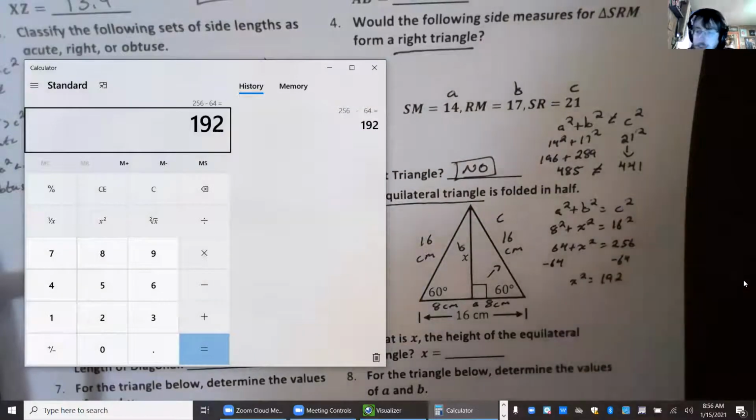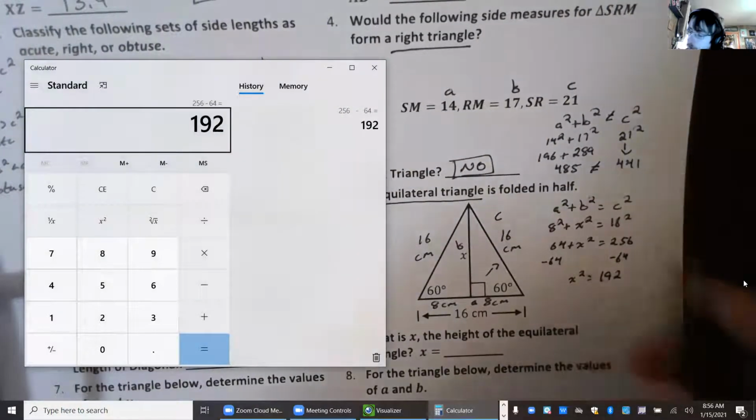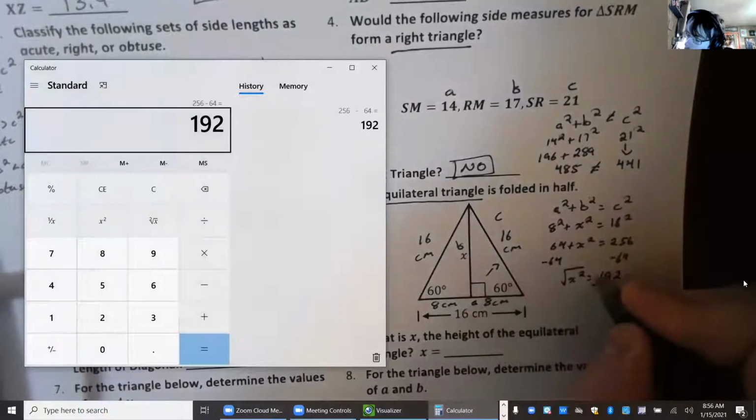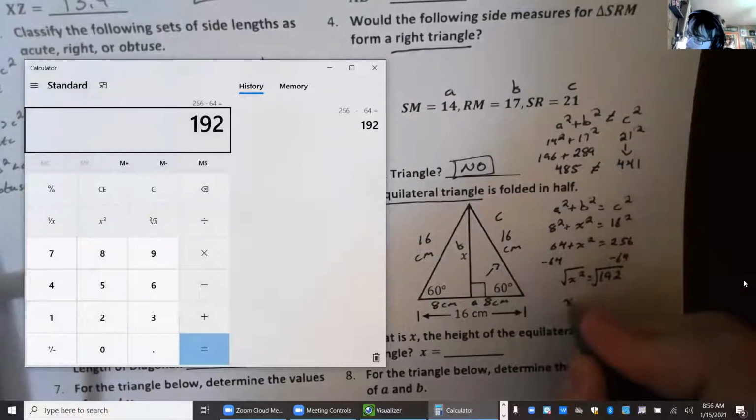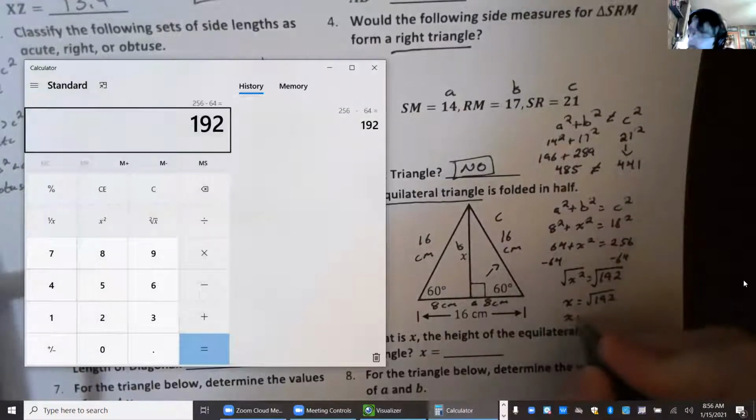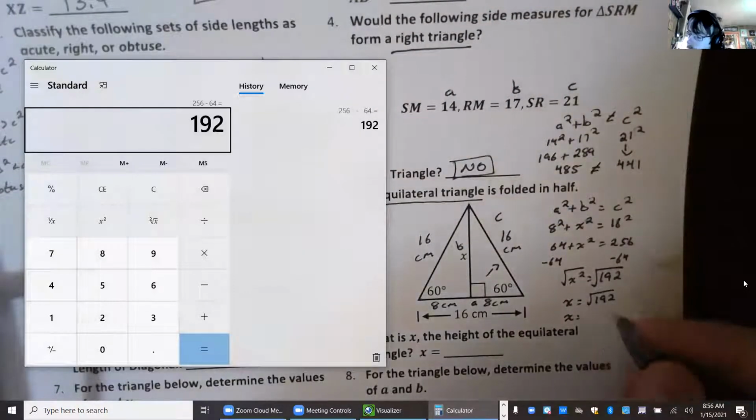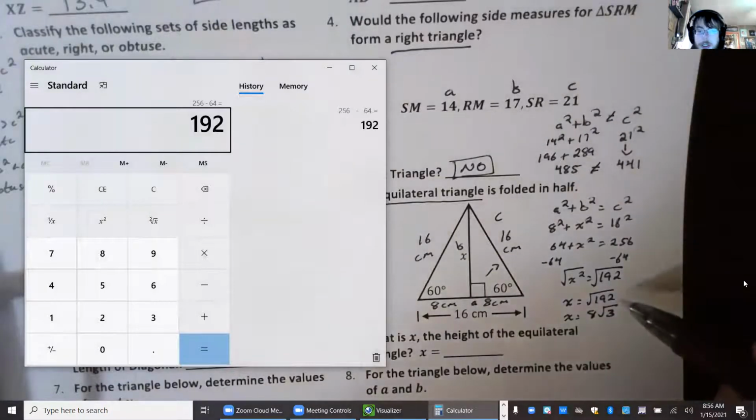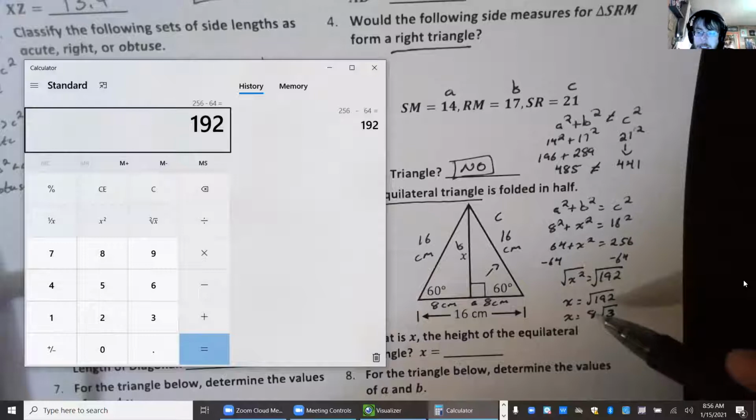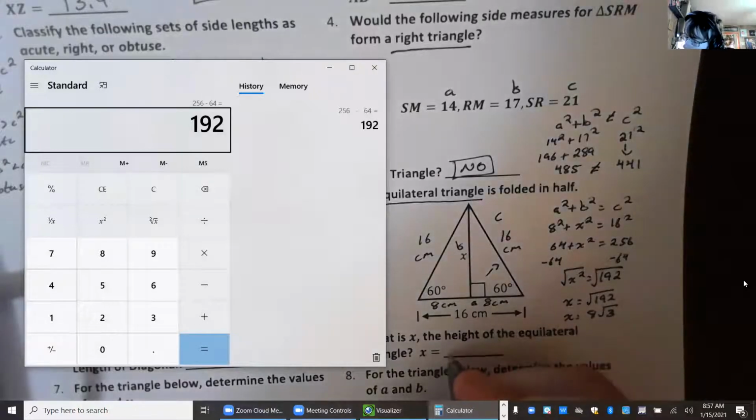192. We have an x squared here, so we have to square root both sides, and we get that x is equal to the square root of 192, and this actually simplifies to 16 root, or not 16 root 3, excuse me, 8 root 3. This breaks up into 64 times 3. 64 breaks up into 8 and 8, so it can be pulled out, and you get 8 root 3. So we know that x is equal to 8 root 3 centimeters.